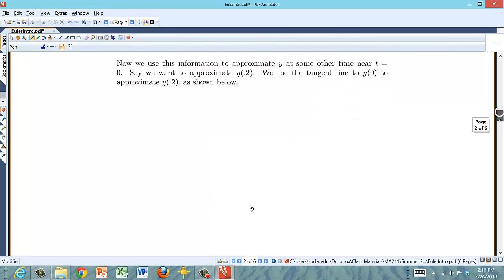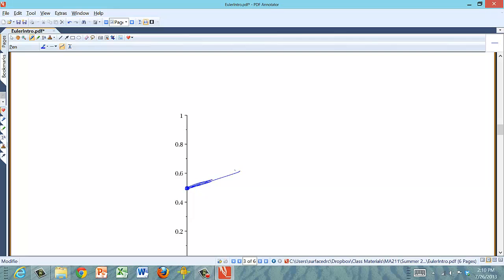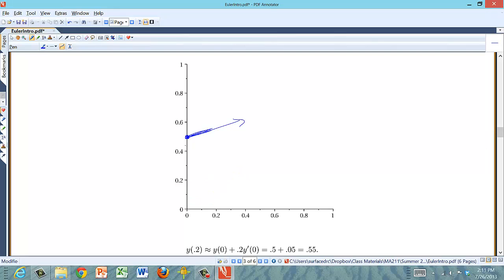So here's what I'm going to do. I'm going to come down. I have some blank axes. I know that my solution goes through the point (0, 1/2), and it has slope 1/4. So it's heading off like that. Okay? Now, my solution is probably not a straight line. My solution is probably some kind of crazy curve. But what's the fundamental theorem of calculus tell us?